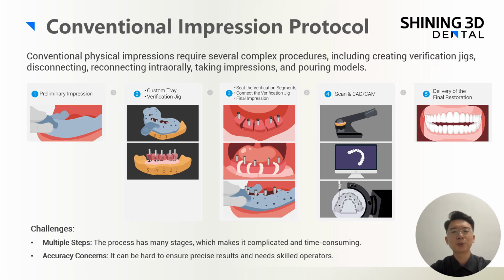The first workflow that we'll introduce in this part is the traditional or conventional impression workflow. For the conventional impression workflow, first, a preliminary impression must be taken and a stone model will be cast to create a verification jig and a custom tray. Then the final impression is taken and the final model is scanned using a desktop scanner for fabrication. If the final impression is not precise enough, it may result in failure during the final restoration fitting, requiring all steps to be repeated for a remake.